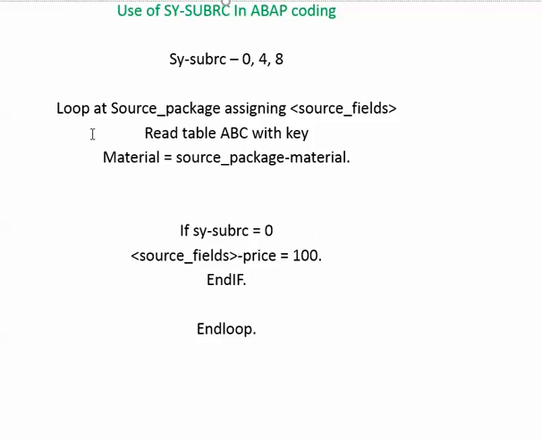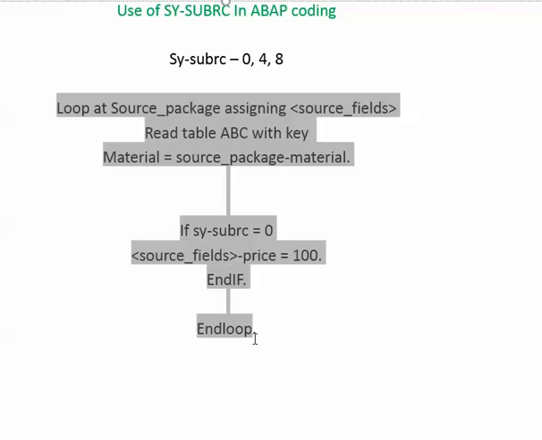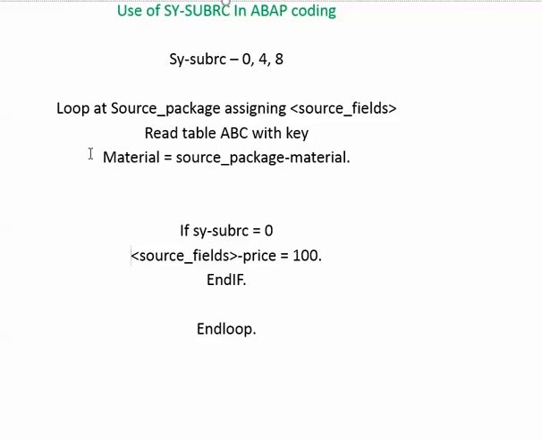And let me give you an example here, I wrote one example. Suppose I'm doing a loop at the source package, assigning source field. Now read table, suppose one table ABC with key material and source package material. It means it will verify the material in this table against the material in the source package.